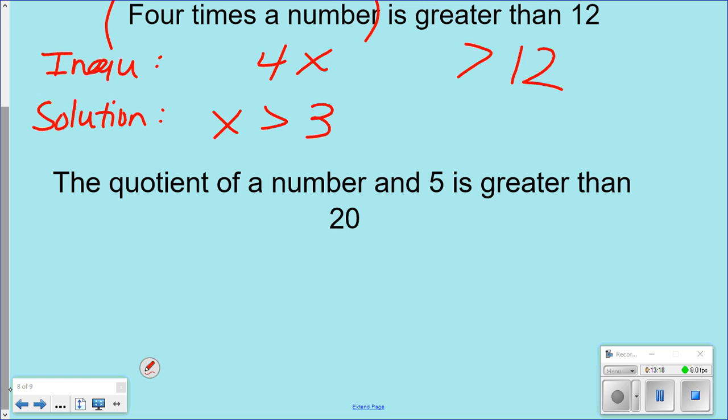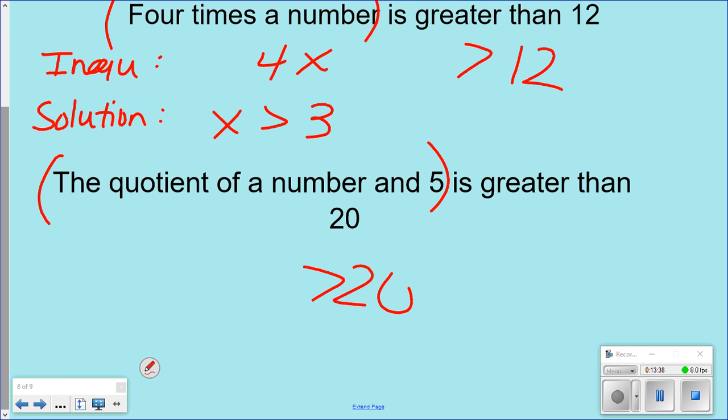Okay. All right. So the quotient of a number and 5 is greater than 20. So what would this look like? First of all, what's the key word for the sign, Matthew? Is greater than. Okay. So greater than 20 again. And then this part. What is this part? The quotient of a number and 5.